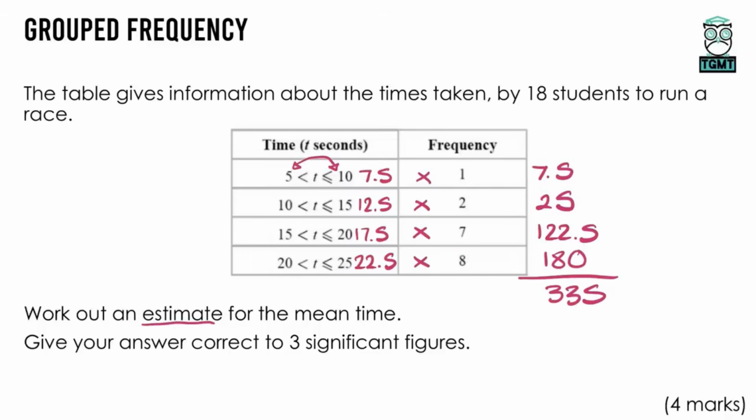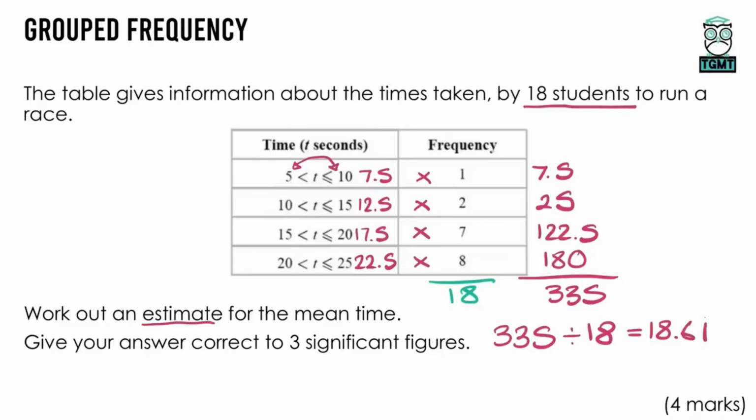So to estimate the mean here, we want to divide the total by how many people there are. Now this particular question does tell us up in the words that there were 18 students. However, if it didn't tell us that, we would just add up the total frequency, and that tells us that there's 18 people. So now we can do the total, 335 divided by the 18 people, and we do have a big hint in the question here that we're going to get a decimal number, as it does say to give your answer correct to 3 significant figures.